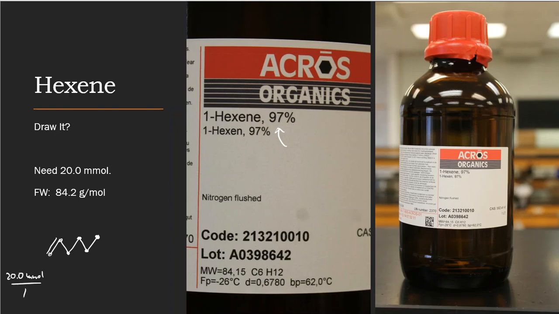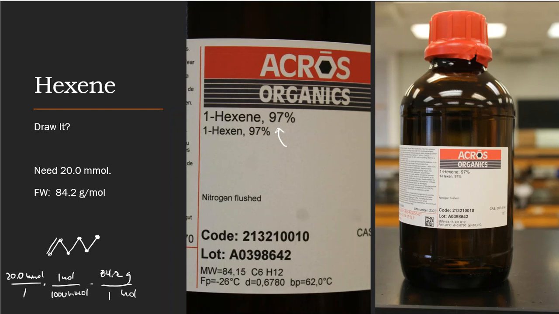That's okay. 20 millimoles, millimole on top, millimole goes on the bottom. There's 1,000 millimoles in 1 mole. And now I need to go from mole to gram. That's where I need to end up. Well, that's formula weight, molecular weight. Molecular weight stamped on the bottle, 84.15. And in the book, it gives me 84.2, so I'll use 84.2. They just rounded it up. That's all they did.